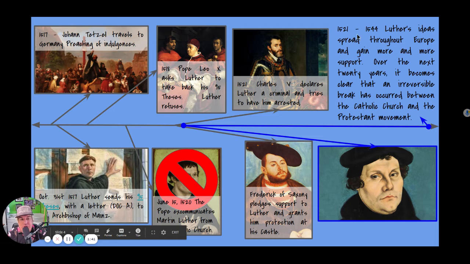From 1521 to 1544, Luther's ideas spread throughout Europe and gain more and more support. Over the next 20 years, it becomes clear that an irreversible break has occurred between the Catholic Church and the Protestant movement. All right, that's your timeline.